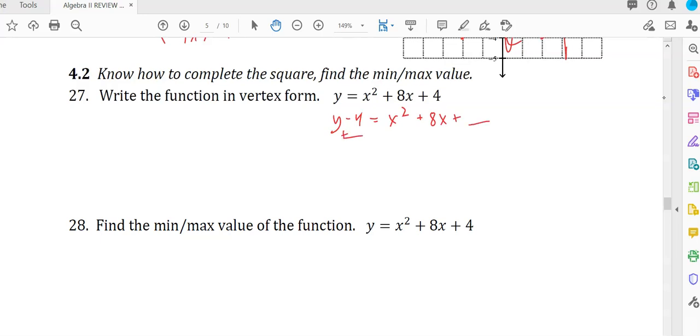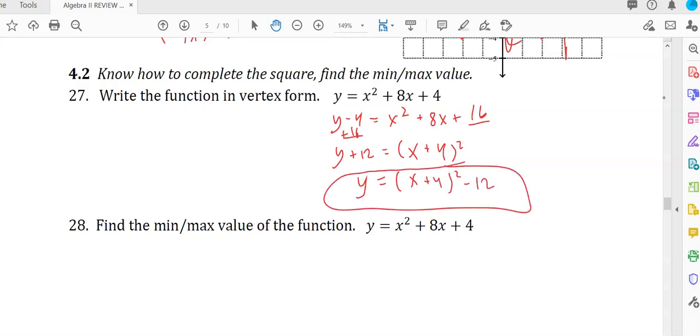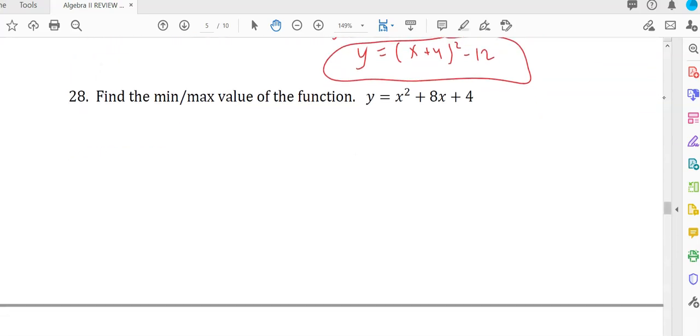We're going to add some to both sides. In this case, half of 8 is 4, 4 squared is 16, so that's 16 on both sides. Get y plus 12 equals, that should be a perfect square. X plus the square root of 16, which is 4, and move the constant back over. Y equals (x plus 4) squared minus 12.